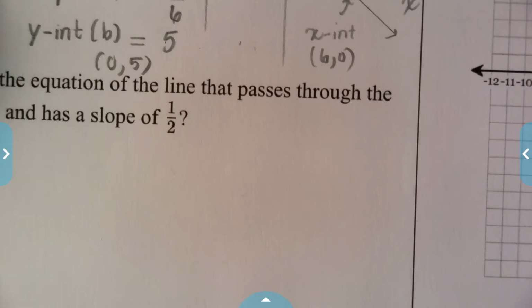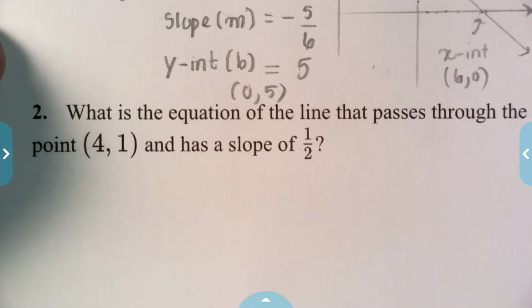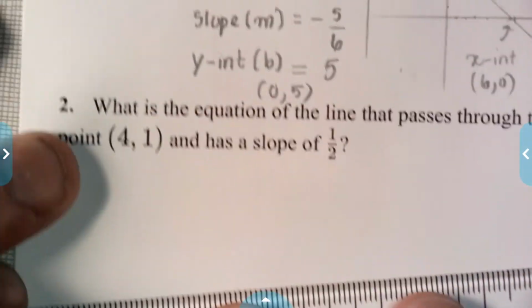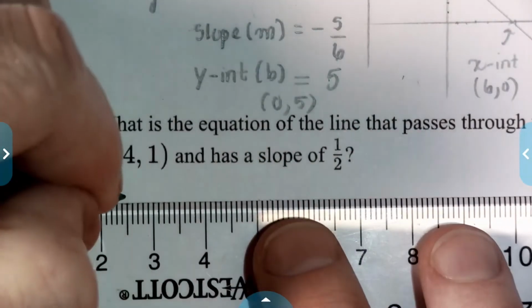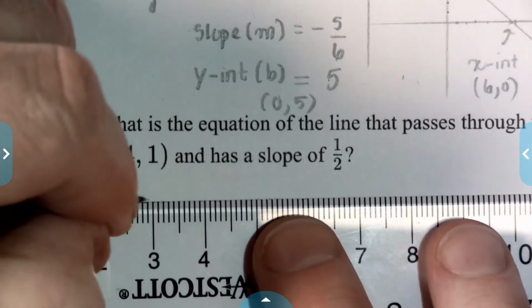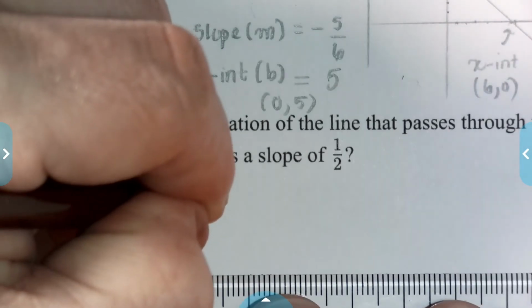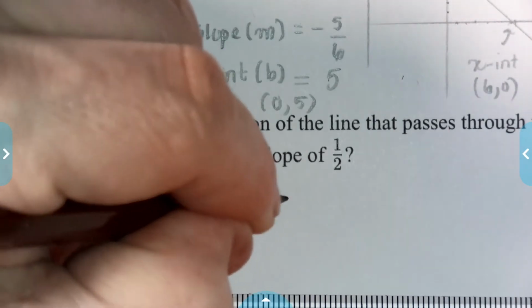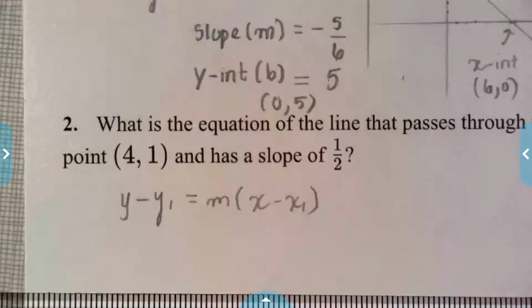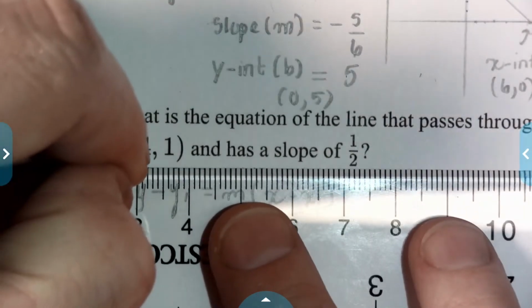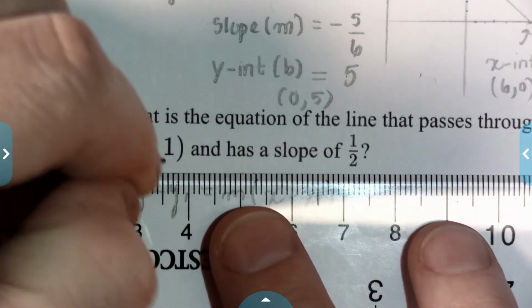Okay. Moving on to number 2. What is the equation of the line that passes through the point 4, 1 has a slope of 1/2? Once again, we're going to use the point slope form, which is y minus y1 equals m, open parentheses x minus x1, close parentheses. And we need to label our points. So this is x1, y1, and m.